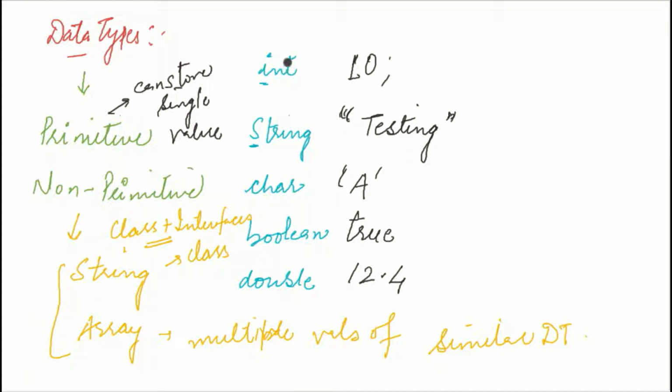Now let's see which of these are primitive or non-primitive data types. Integer: here we can store just one single value in a variable, so this is our primitive data type. String is a collection of characters, a number of characters, so this is the non-primitive data type. Character: here we can store just one single value, so this is again a primitive data type. Boolean: you can store just true and false.